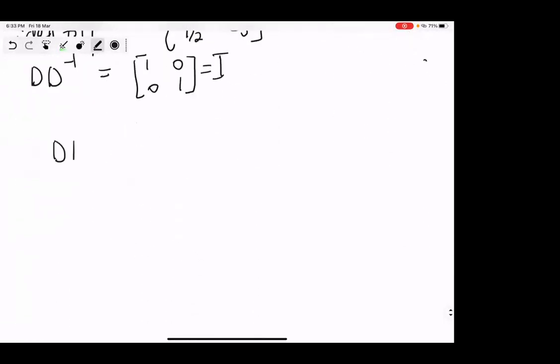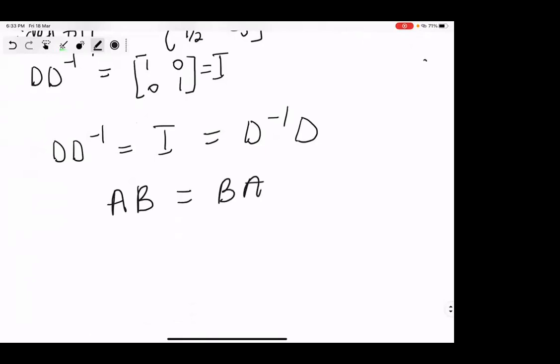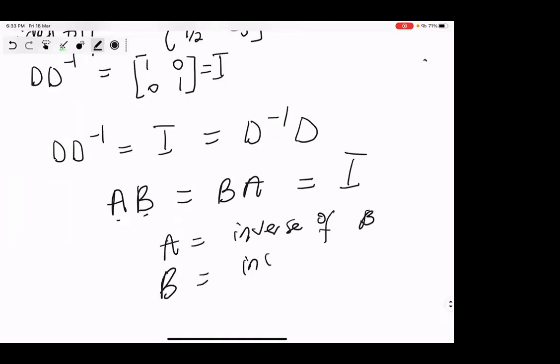So you realize that D times D inverse is the identity matrix, which is the same as D inverse times D. If we have two matrices A and B, if A times B is the same as B times A, and both are equal to the identity matrix, then we say that A and B are inverses of each other. So A is the inverse of B, and B is also the inverse of A.